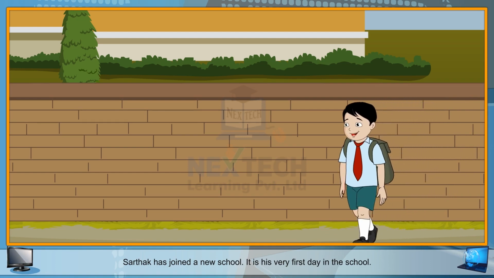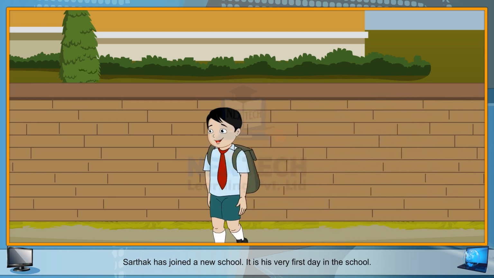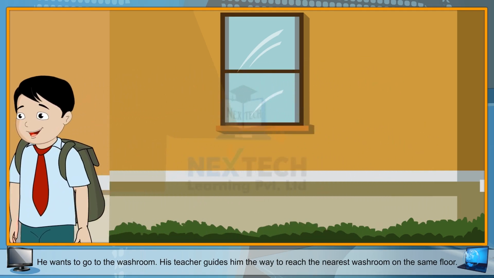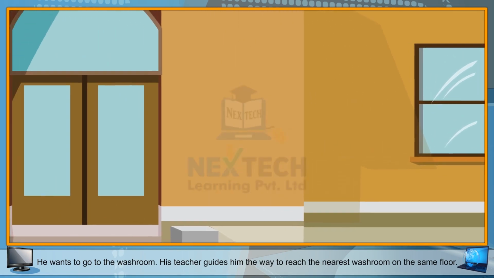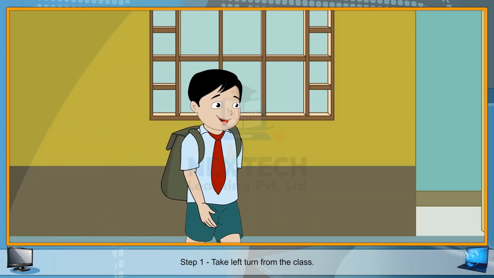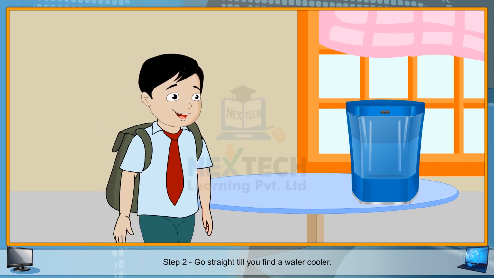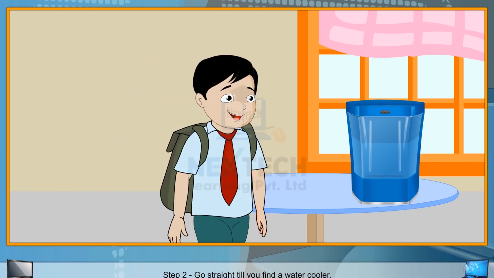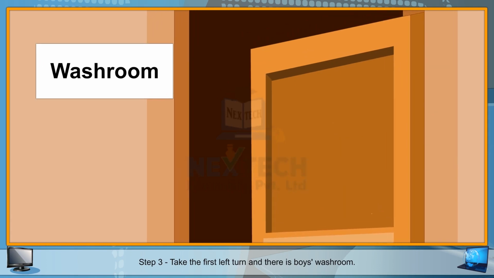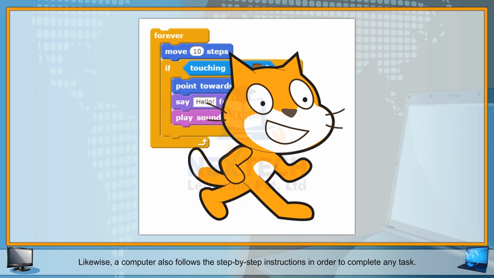Sarthak has joined a new school. It is his very first day in the school. He wants to go to the washroom. His teacher guides him the way to reach the nearest washroom on the same floor. She gives him instructions as follows. Step 1: Take a left turn from the class. Step 2: Go straight till you find a water cooler. Step 3: Take the first left turn and there is the boys' washroom. Likewise, a computer also follows step-by-step instructions in order to complete any task.